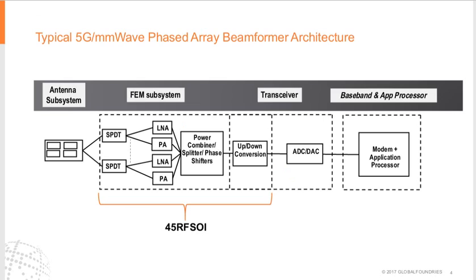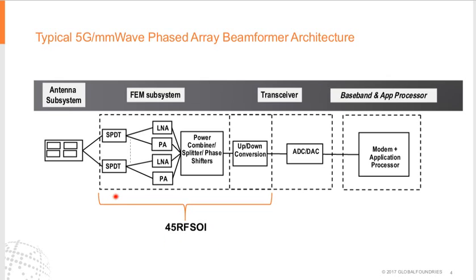So this one is a typical 5G millimeter wave phased array beamformer architecture. In this one, it mostly includes the antenna system, and then front-end module, transceiver, and baseband. And this one is an analog beamformer architecture. We only show the analog beamformer here. The digital beamformer should also be doable.